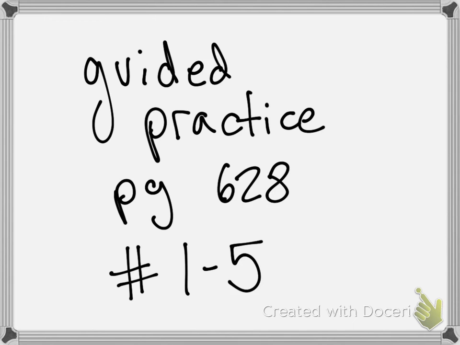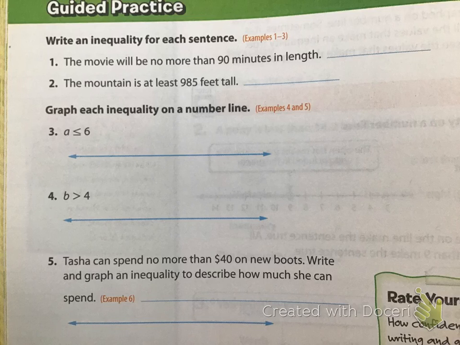So now you're going to do the guided practice, number 1 through 5 on page 628. So Elsie said 90 is less than or equal to x. We are so close. It says no more than 90. So the movie, do we know the length of the movie? No, we do not know. But we know it cannot be more than 90. But does that include 90? Yes, it just cannot be more than. So x is going to be less than or equal to 90. It can be 90. It just cannot be any more.